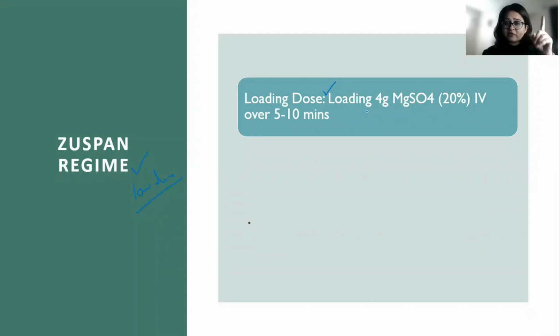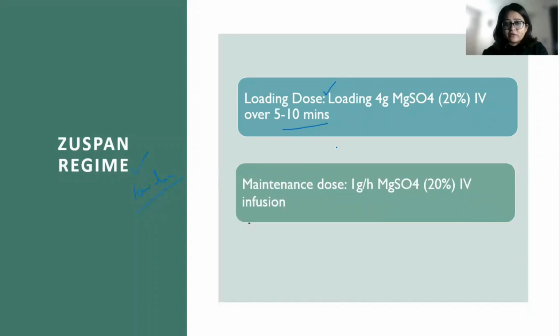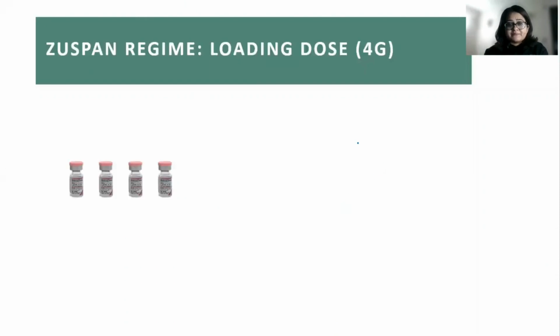How we prepared it for the Pritchard, the same way we prepare it for the Zuspan. Over 5 to 10 minutes, we give this loading dose. And then a maintenance dose is given. Now, this is the one which is given as an IV infusion. So we give this as 1 gram per hour of 20%. Remember, IV is always 20%, no 50% in IV. So 1 gram per hour magnesium sulfate is an IV infusion, and I will tell you how it is prepared.